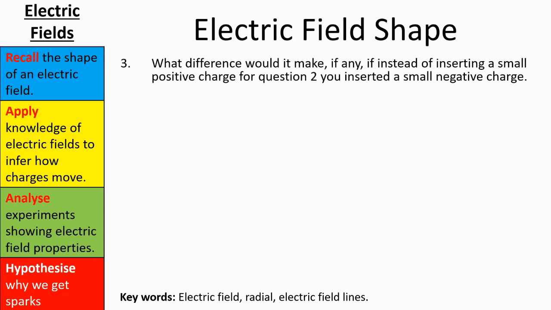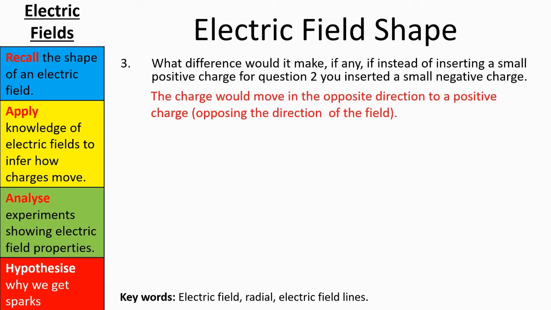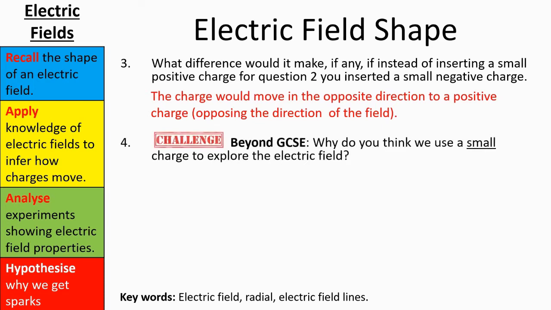Question 3. What difference would it make, if any, if instead of inserting a small positive charge for question 2, you inserted a small negative charge? The charge would move in the opposite direction to a positive charge, which is in the opposite direction of the field. And question 4, your challenge question, which you do not need to remember for your GCSEs, is why do you think we use a small charge to explore the electric field?